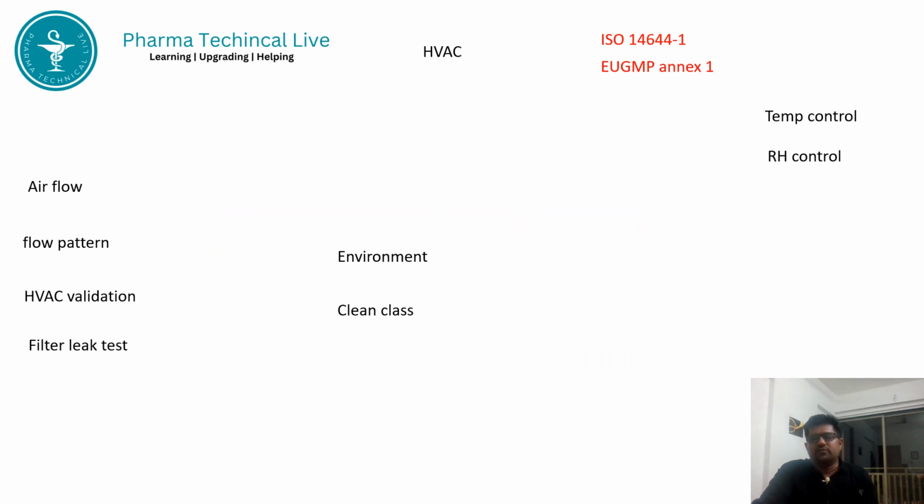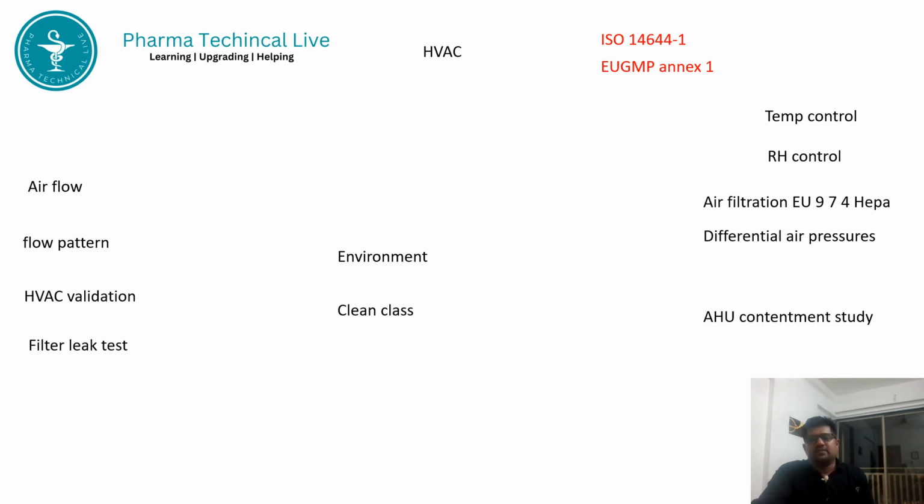Then we have to control the temperature and RH of the room through the HVAC system and air filtration system. Differential air pressure we have to monitor, because the dust generated in one room should not go to another room where another product is being manufactured. So differential air pressure is a vital tool to control cross contamination when different products are manufactured in the same facility. Then AHU containment study, so that one AHU doesn't carry the contaminant with air and mix it with another AHU's air. So we have to demonstrate the AHU containment study.